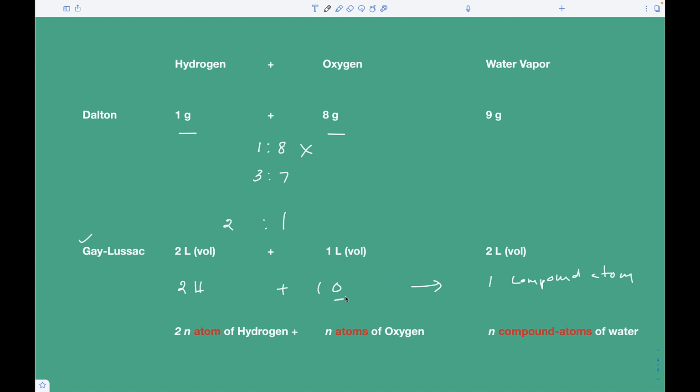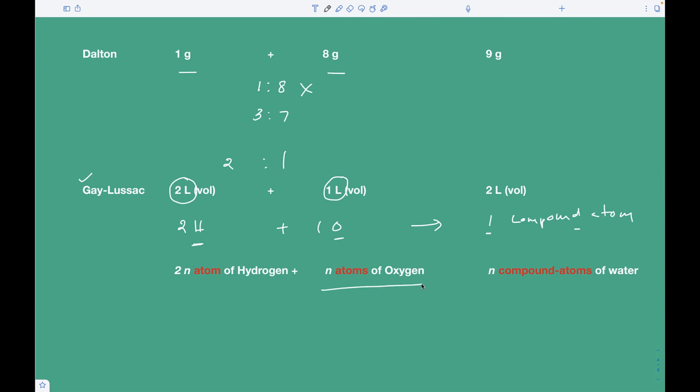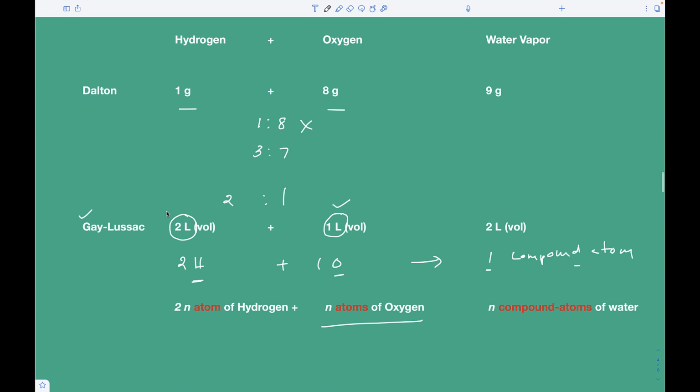If 1 oxygen atom combines with 2 hydrogen atoms to form one compound atom of water, and 1 liter of oxygen completely combines with 2 liters of hydrogen without leaving anything behind, then if there are n oxygen atoms in 1 liter of oxygen, how many hydrogen atoms will be there in 2 liters of hydrogen? It must be 2n, right?